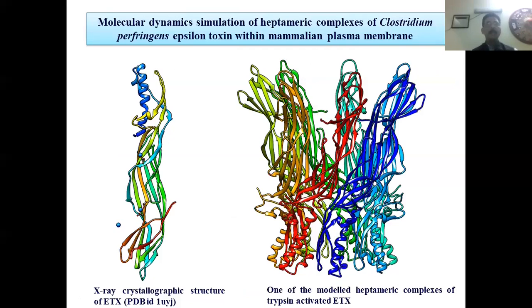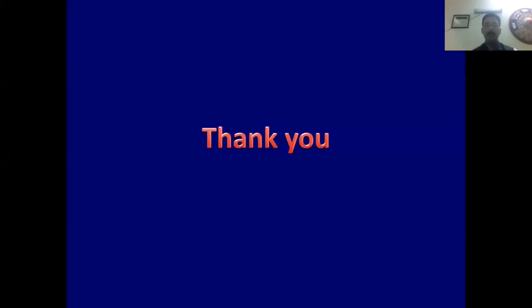So here is the prediction of the molecular structure of the protein as well as the molecular dynamic simulation study of the heptameric complex of Clostridium perfringens epsilon toxin. Enterotoxin as well as epsilon toxin work has already been completed and is in the process of publication. So these are the works done in our laboratory in bioinformatics in the recent past. Thank you very much.